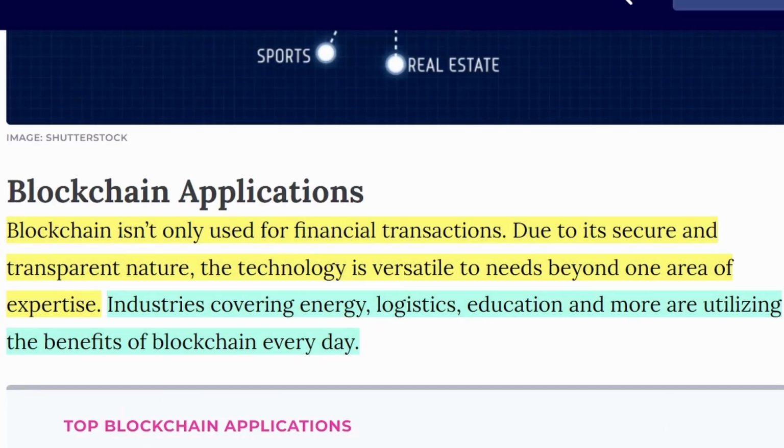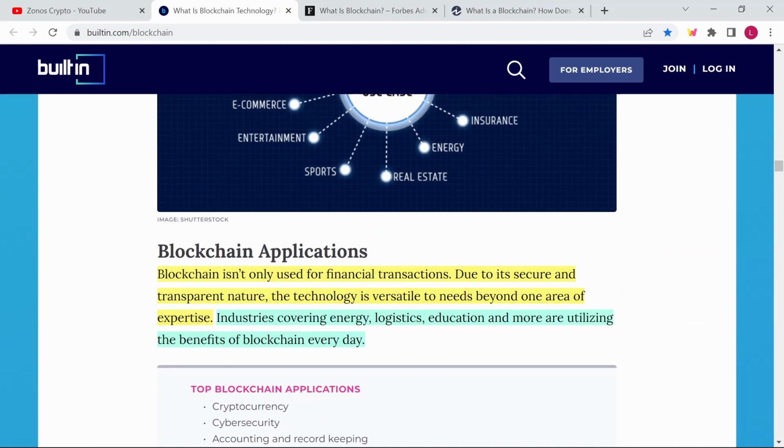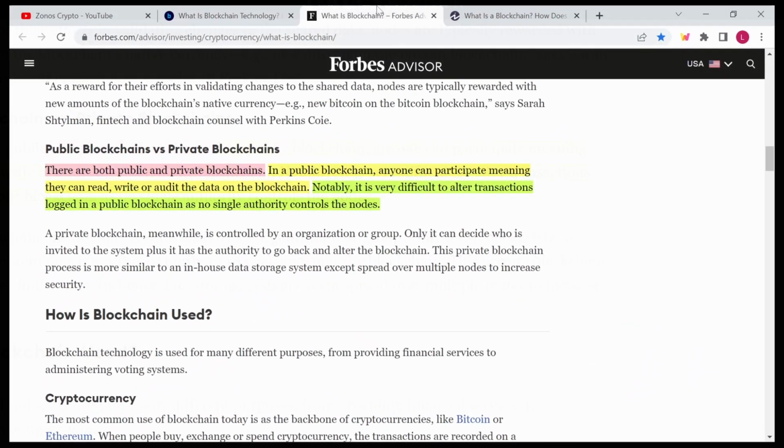So what are then some blockchain applications? Blockchain isn't only used for financial transactions. Due to its secure and transparent nature, the technology is versatile to needs beyond one area of expertise. Industries covering energy, logistics, education, and more are utilizing the benefits of blockchain every day. Exactly. These were some applications. The applications can still be taken to a whole other level. We are still early. We are only about 13 years in right now after Bitcoin has been created. So there is a lot more room to grow.